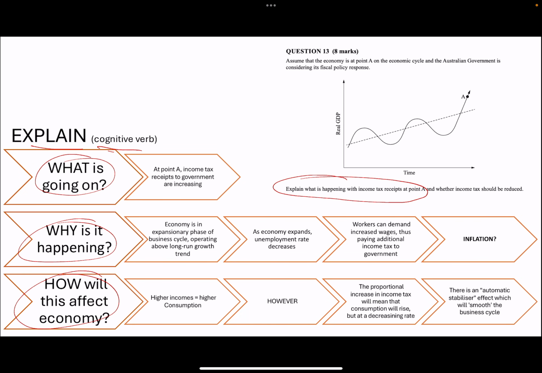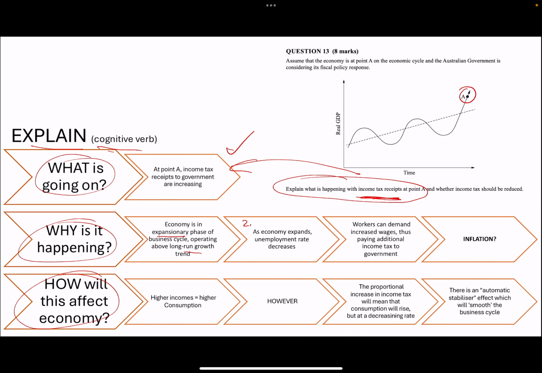At point A, income tax receipts to the government is increasing. So I'm really going to think about what's happening with income tax receipts. At point A, they're rising. And so then I need to say, well, why are they rising? That's clear. That's something that anyone would say that is correct. You can't argue with that. Income tax receipts are rising. Why? The economy is in an expansionary phase, and as I mentioned before, operating above the long-run growth trend. Part two here, as the economy expands, the unemployment rate decreases. So we're seeing more people in jobs.